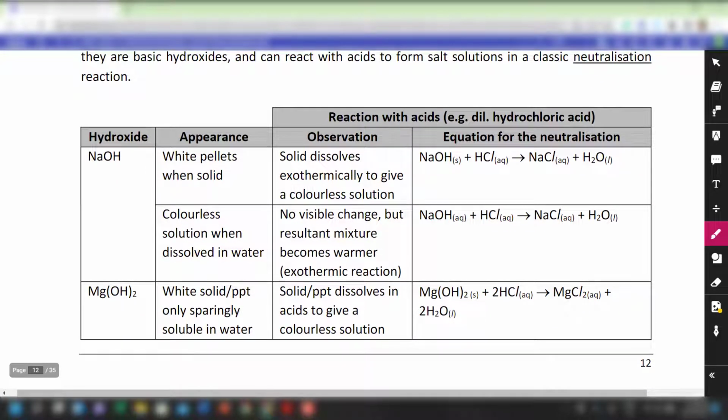Most of you will probably not have seen sodium hydroxide in its solid state. It actually exists as a white pellet. And how do we prepare the sodium hydroxide solution? We just dissolve the solid to give a colorless solution, but the reaction is highly exothermic. The reaction of sodium hydroxide with acid is also highly exothermic.